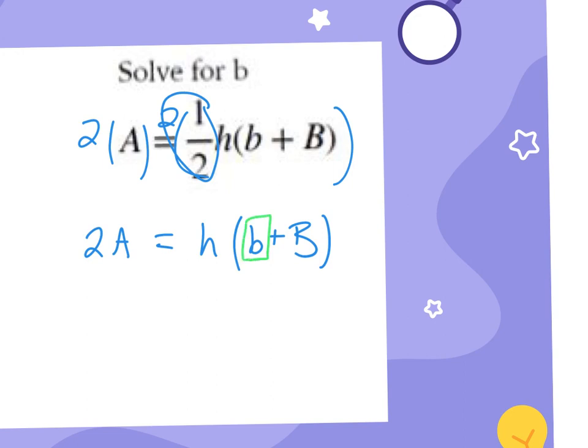Oh, so you can't combine them? You can't combine them. Nope. They're two different cases. Can't combine the b's. Nope.